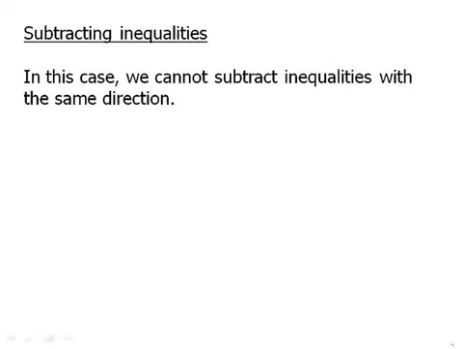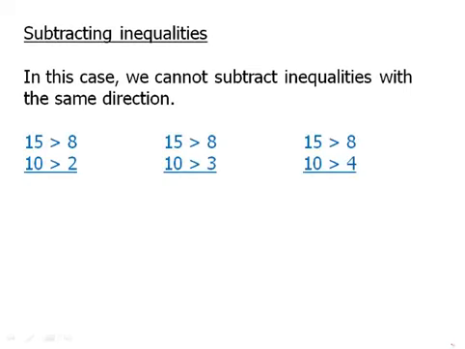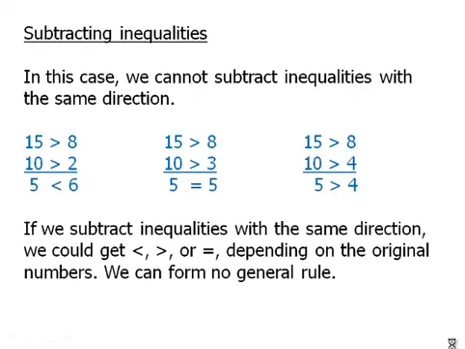So, for subtracting inequalities, we cannot subtract inequalities with the same direction. So here are a bunch of inequalities. These are valid inequalities, all lined up, so the inequalities in the same direction. Notice that if we subtract, in different cases, we could get a less than sign, an equal sign, or a greater than sign. If we subtract inequalities with the same direction, we could get any of those signs. So again, it's pure mathematical nonsense. If you subtract two inequalities with the same direction, there's no way to predict what kind of relationship will result.